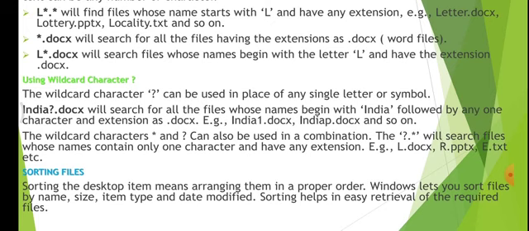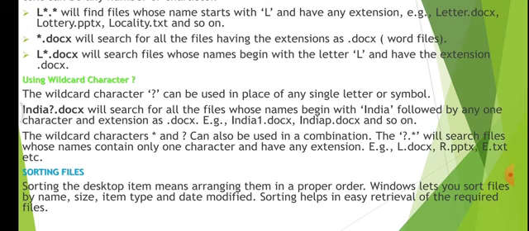The wildcard characters asterisk and question mark can also be used in combination. The question mark dot asterisk will search files whose names contain only one character and have any extension. Example, L.docx, R.pptx, E.txt, etc.